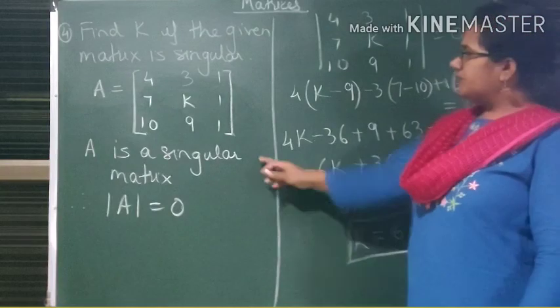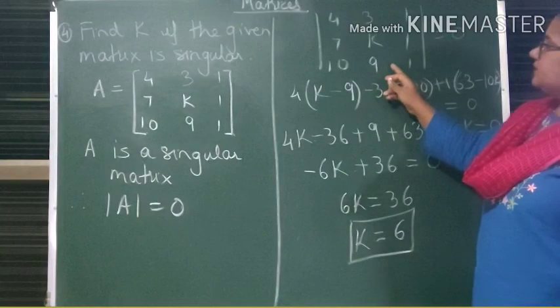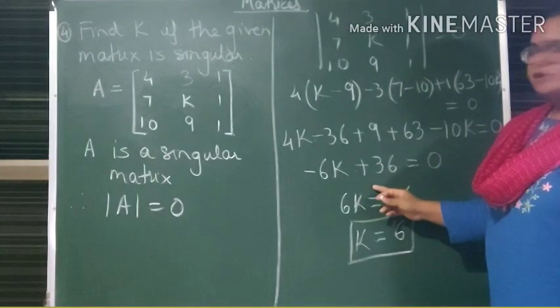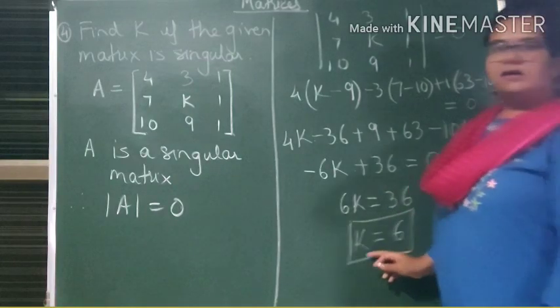Understood? So the matrix is singular. So determinant of A is equal to 0. Write the determinant of A. It is equal to 0. You have already studied how to find the determinant of A. Simplify and you get the value of K as 6. Yes, clear?